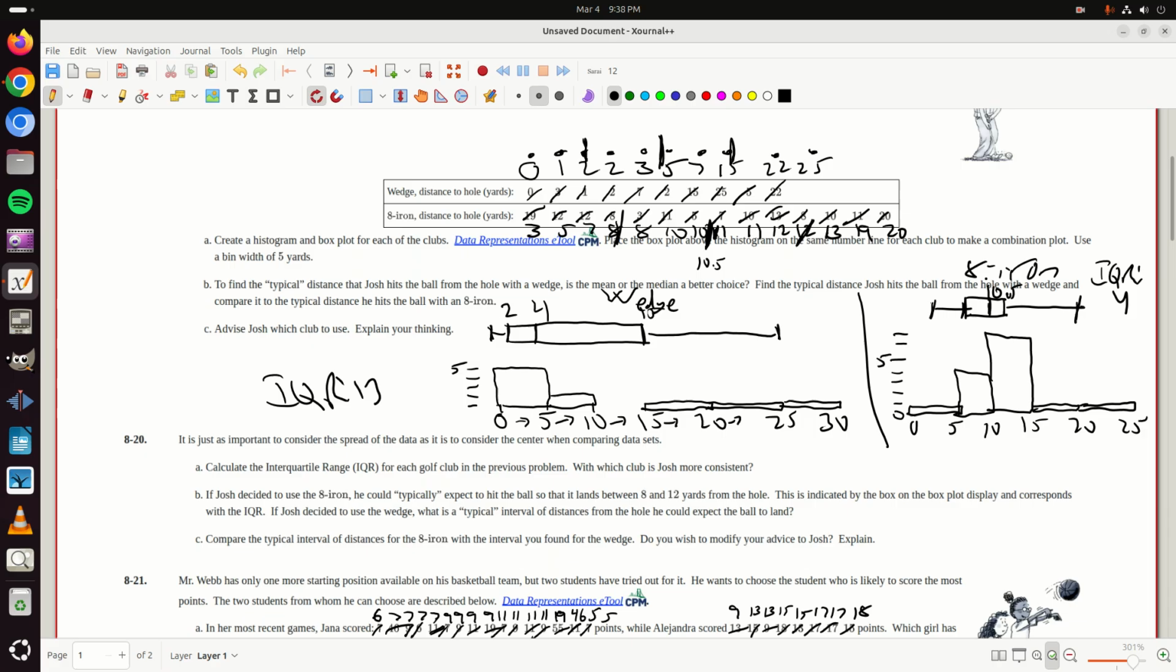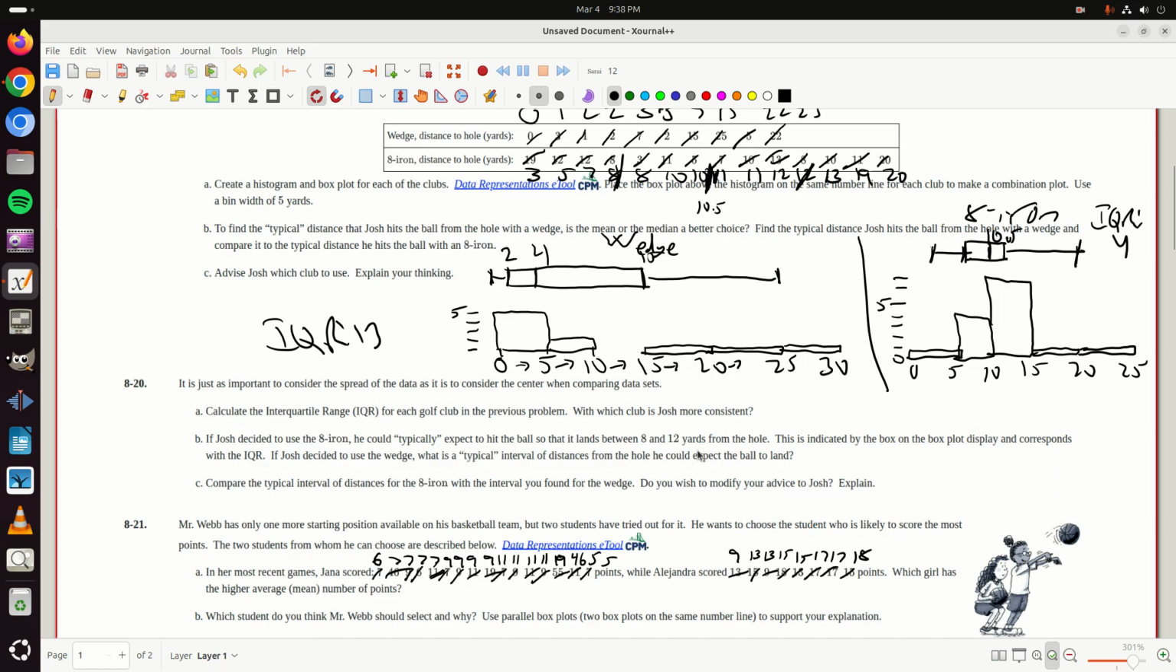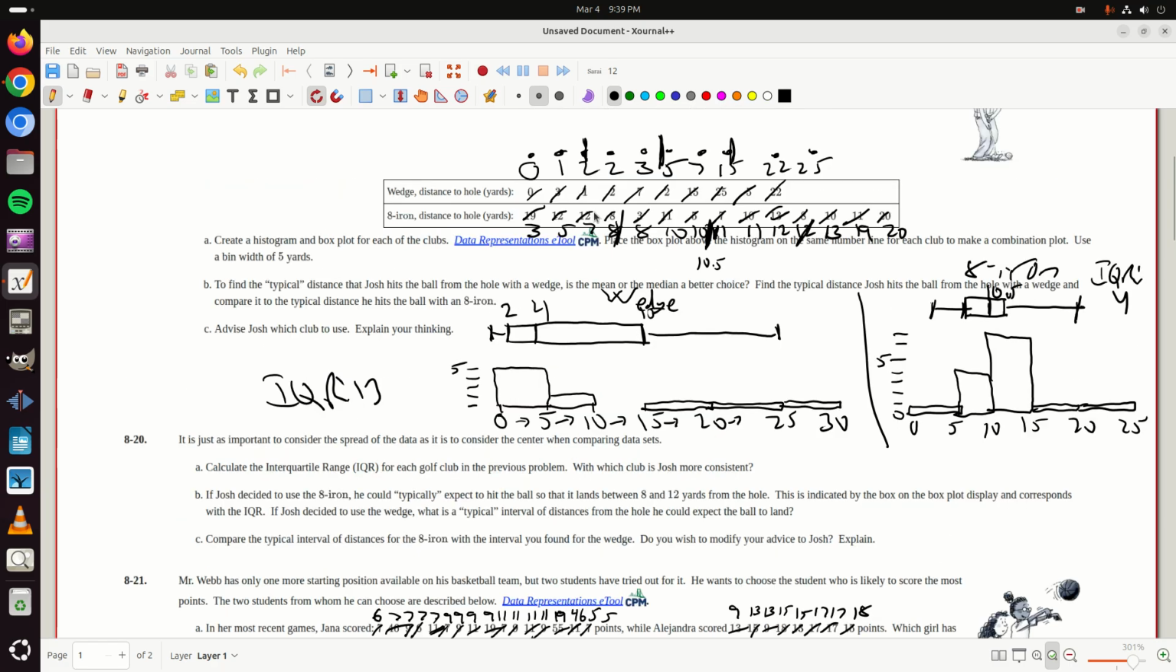If he wants to be consistent and have a pretty good guess how far he's going to be and not be in terrible shape, he should probably go with the 8-iron. If Josh decided to use the 8-iron, he could typically expect the ball to land between 8 and 12 yards from the hole. This is indicated by the box on the box plot display and corresponds with the IQR. If Josh decides to use the wedge, what is a typical interval of distances? Well, we would say he would expect to be between 2 and 15 yards, right? So definitely a little bit further out.